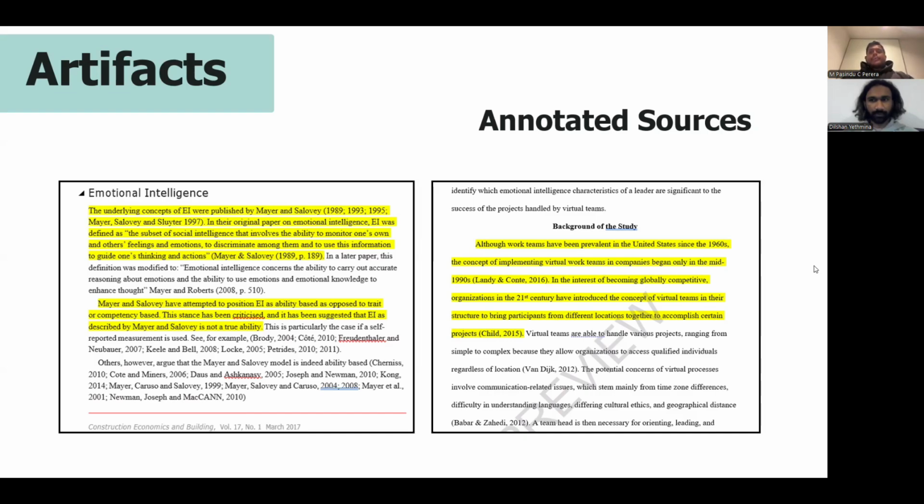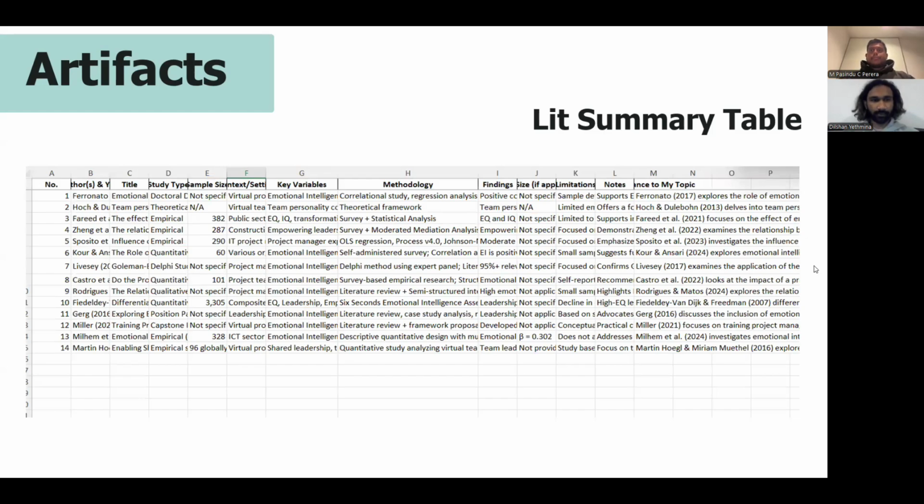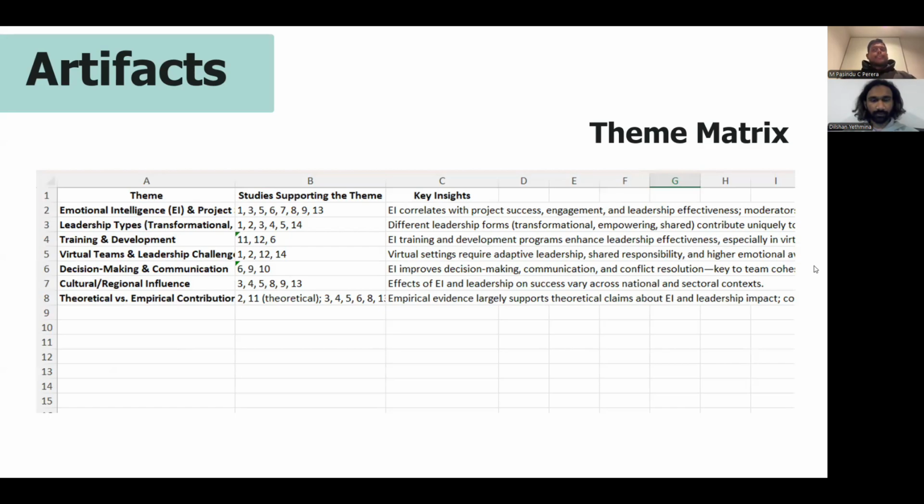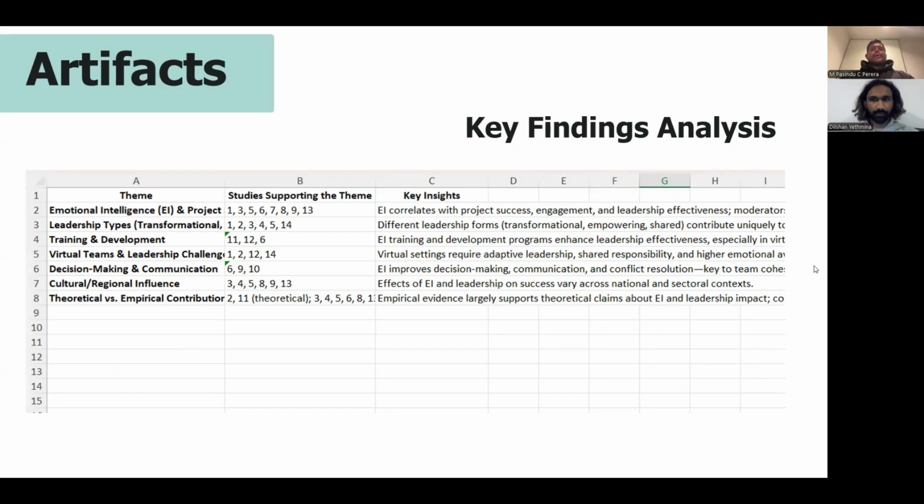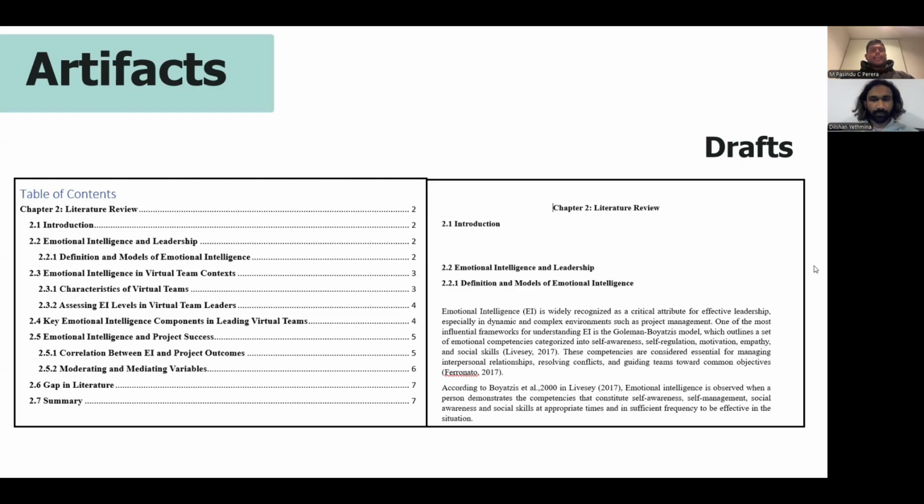This is our annotated bibliography. So next, this is our literature summary table. We have used 14 literature review papers. Next, this is our theme matrix. These are our key finding analyses. And finally, this is our drafts.